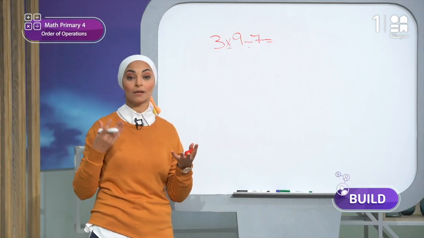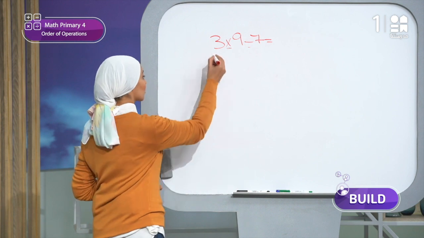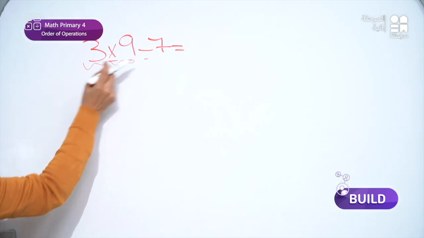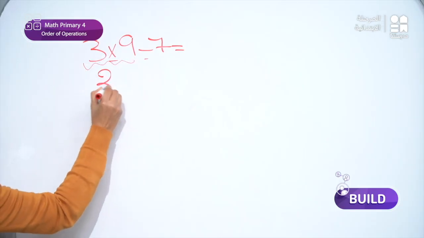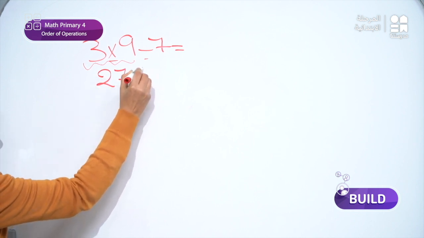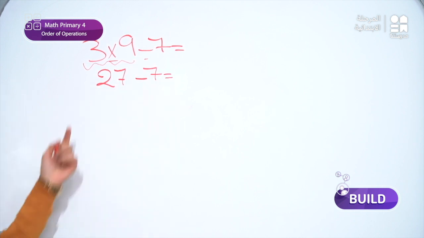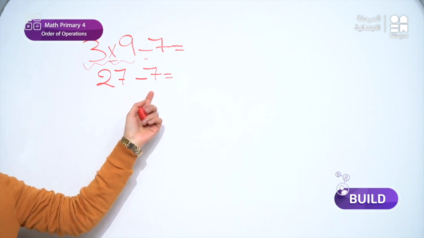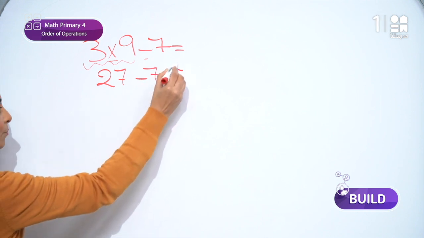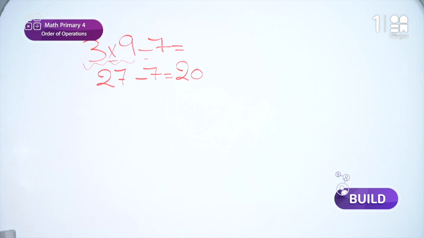So I will do 3 times 9, right? I will start with the multiplication. 3 times 9 gives me what? 27. And then I will subtract 7 from 27. 27 minus 7 gives me what? Of course, 27 minus 7 equals 20.